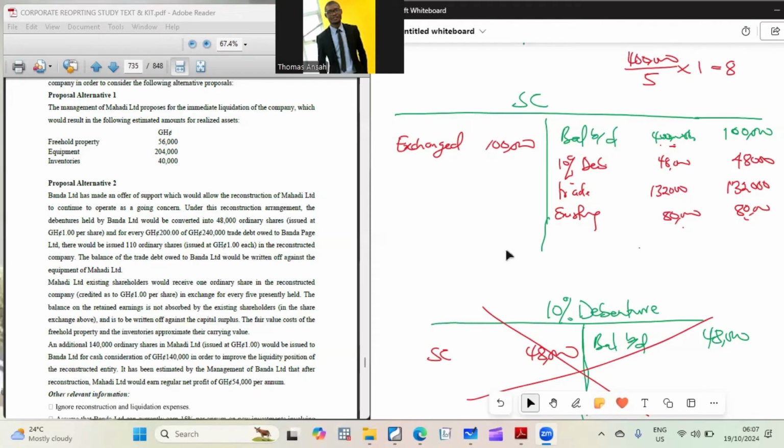So you can also say that let's not record this because it's about existing shareholders, but reduce them by 20,000. I hope you are getting it.